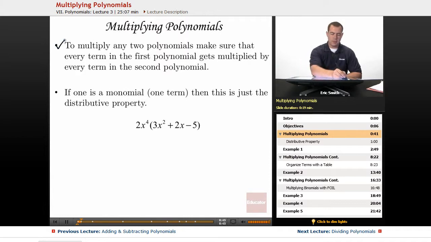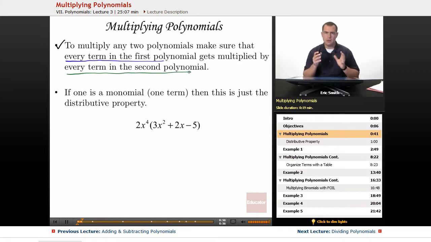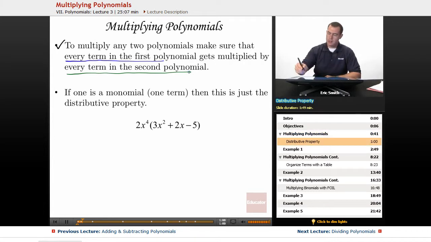Now, in order to multiply two polynomials together, what you're really trying to make sure is that every term in the first polynomial gets multiplied by every single term in the second polynomial. That way, every single term gets multiplied by every other term. Now, if you have one of your polynomials being a monomial, it only has one term, then this really looks just like the distributive property. So let's do one real quick so you can see that it really is just the distributive property. We're going to take 2x to the fourth, that monomial, one term, and multiply it by 3x squared plus 2x minus 5. So we'll take it and multiply it by all of these terms right here.